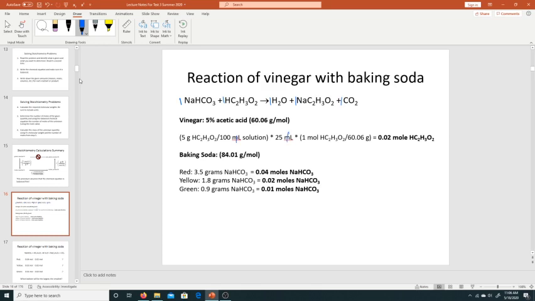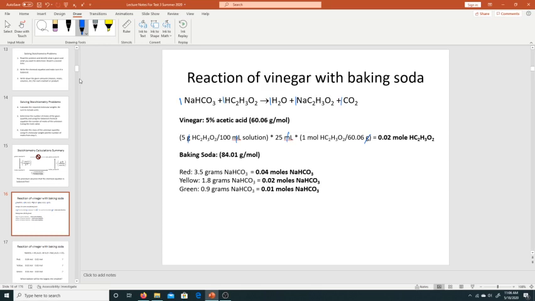And now I convert the number of grams of acetic acid into moles. The molecular weight of acetic acid is 60.06. That makes the grams cancel out, giving us 0.02 moles of acetic acid.